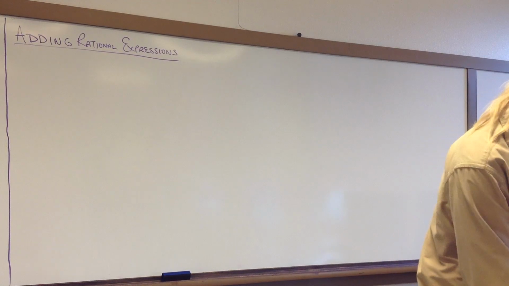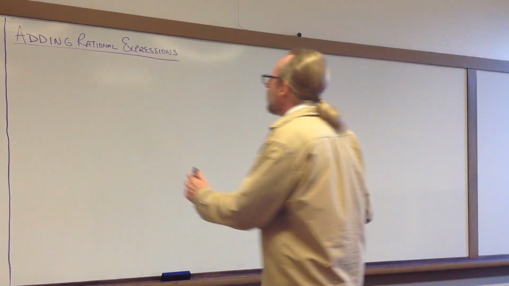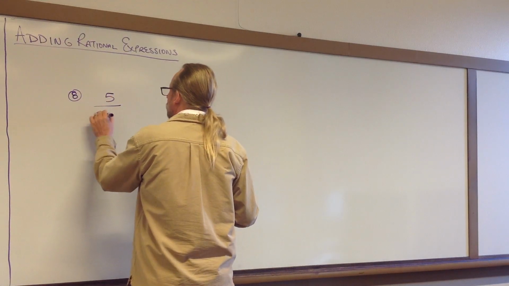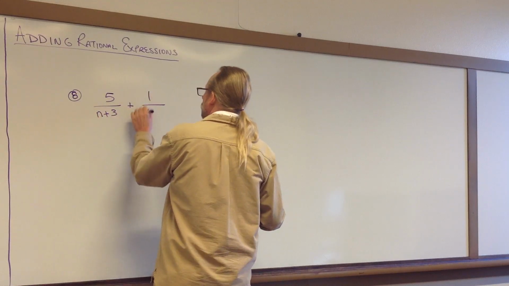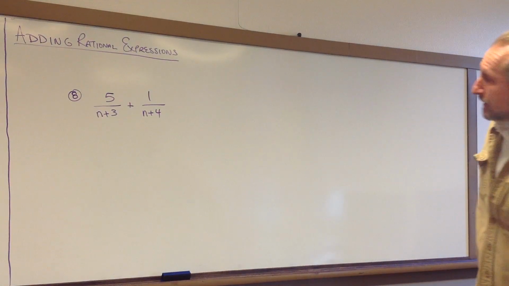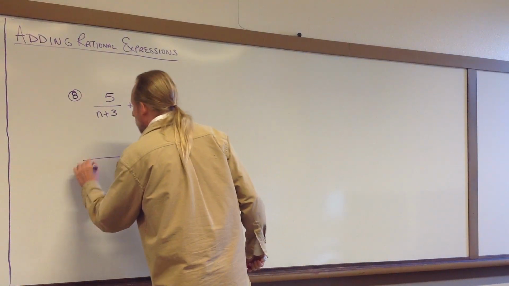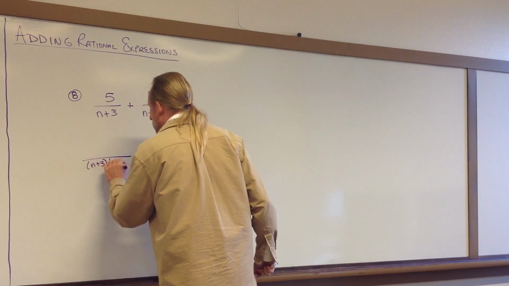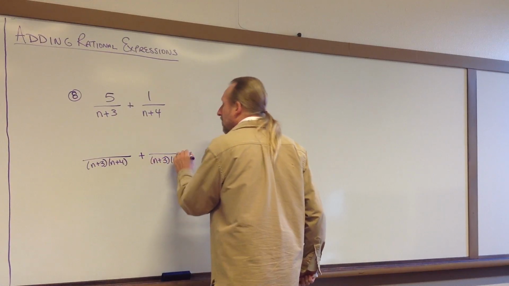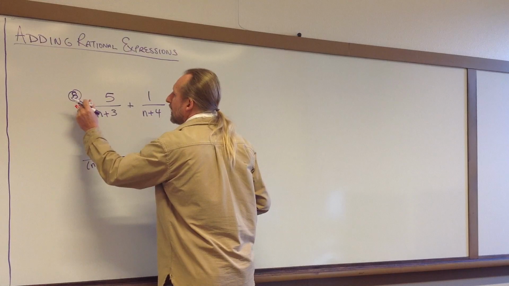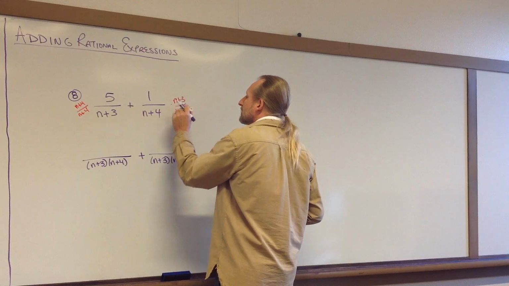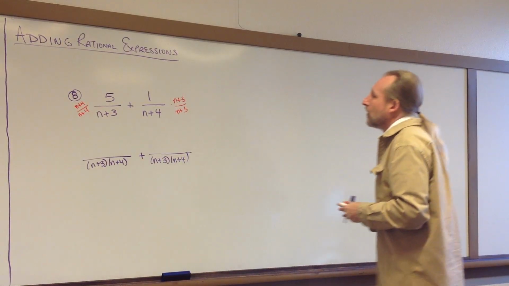Okay, well, what else here? Well, let's look at number 8. We've got 5 over n plus 3 plus 1 over n plus 4. Similar scenario. We've got these two denominators. Our common denominator is going to be the two of them multiplied together. So, this one needs to get multiplied by n plus 4 over n plus 4. And this one gets multiplied by n plus 3 over n plus 3.